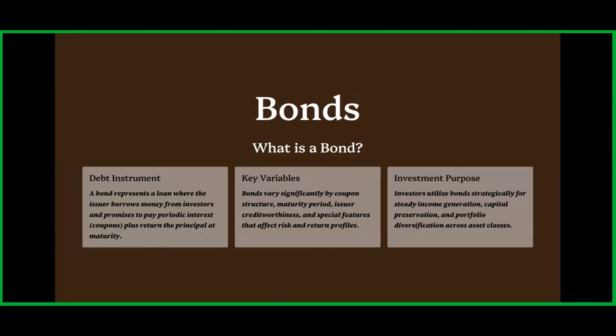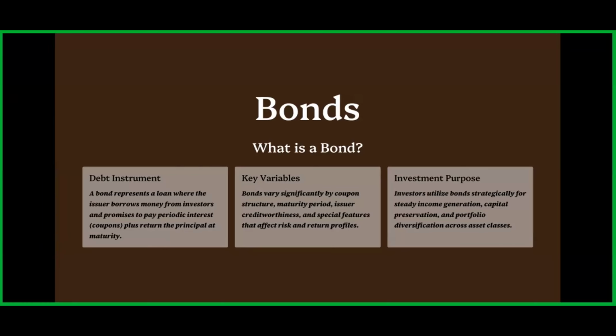So a bond represents a loan where the issuer borrows money from the investors and promises to pay a specific interest, that is the coupons, plus the return of the principal. What is the face value, or the principal amount? Whenever a company raises funds, they have to pay the interest rate, that is the coupon rate, and at the maturity of the bond, they have to pay the face value or the principal amount, a lump sum amount, to the one from whom they took the loan. So this is the concept behind the bond.